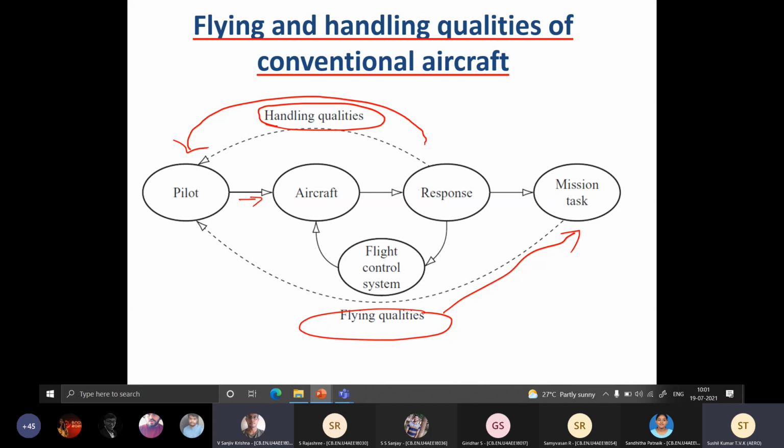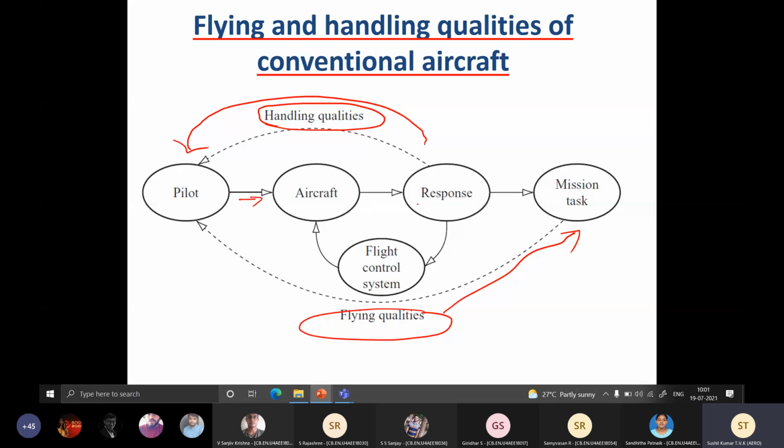Other than that, it's a visual cue. Okay, you just look out of the cockpit. You know whether the aircraft is pitched up or down, or rolling left or right. So he uses both visual cues and acceleration information to make a judgment whether the aircraft is responding properly or not. So that is called handling qualities.